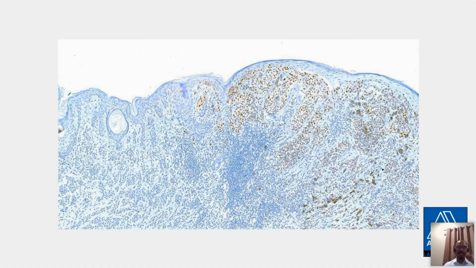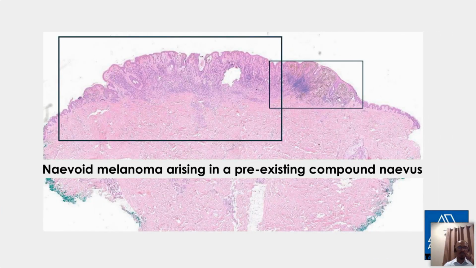And the clinician had indicated that this was a long-standing lesion which had changed. So we were happy to diagnose nevoid melanoma arising in a pre-existing compound nevus. So that's the melanoma there, and the bulk of this is actually just the nevus.